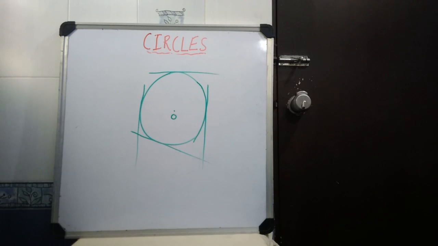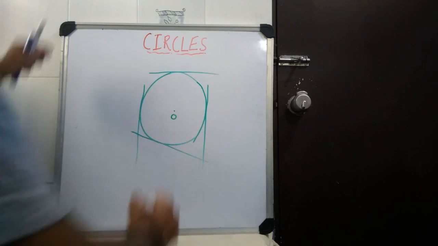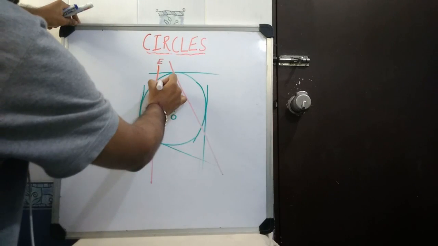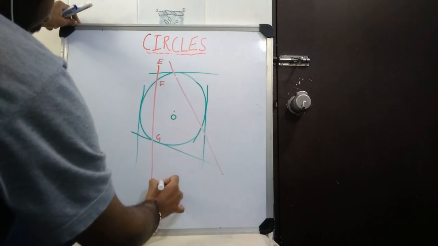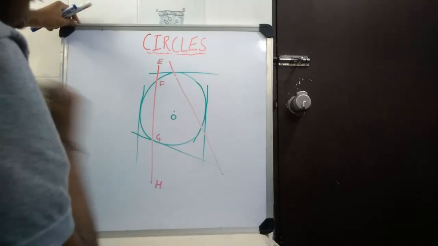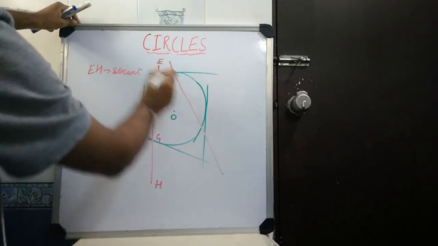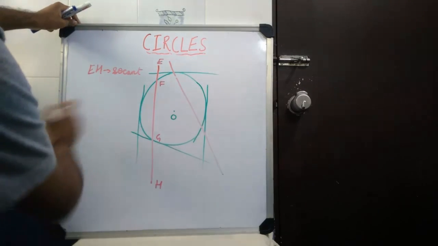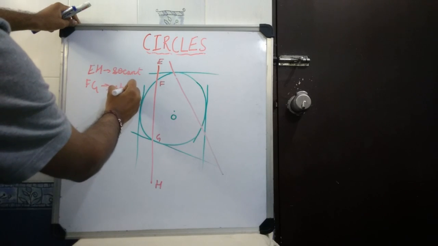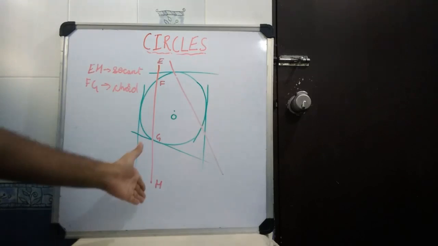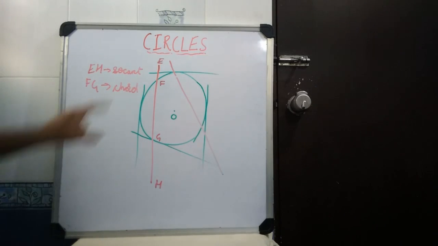Okay? Now let's see what a secant is. A secant is an extended form of a chord. Now, if I draw this line E, F, G, H, EH will be my secant, and this part, FG, will be called my chord. Is that clear? So the secant cuts the circle and goes beyond it, but the chord lies inside the circle. So FG is my chord and EH is my secant.